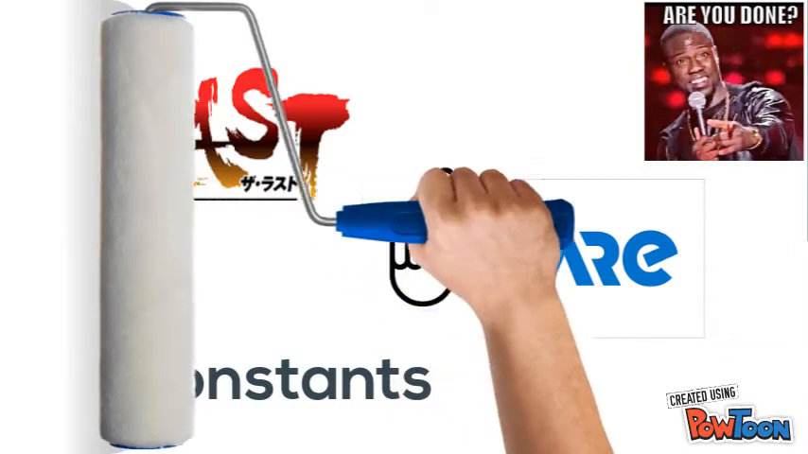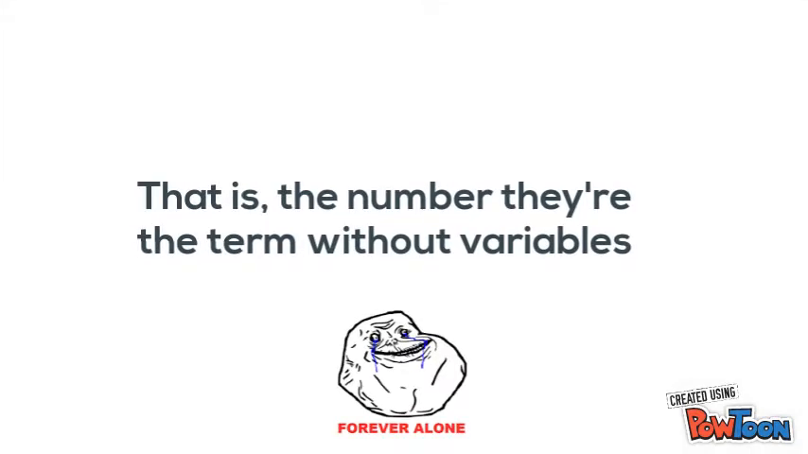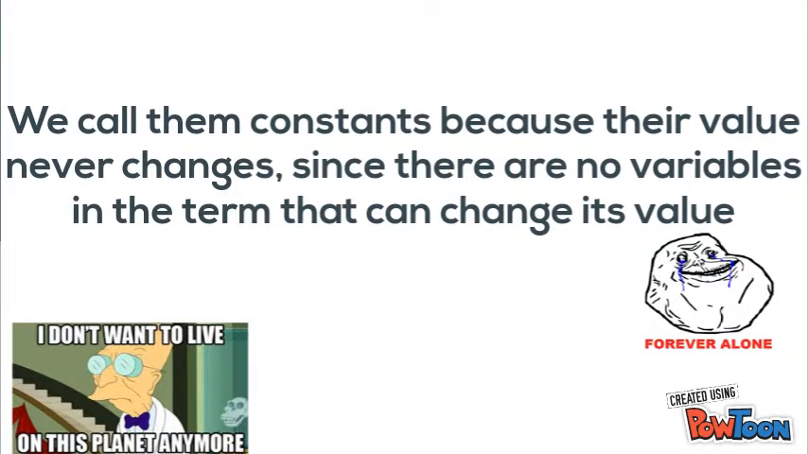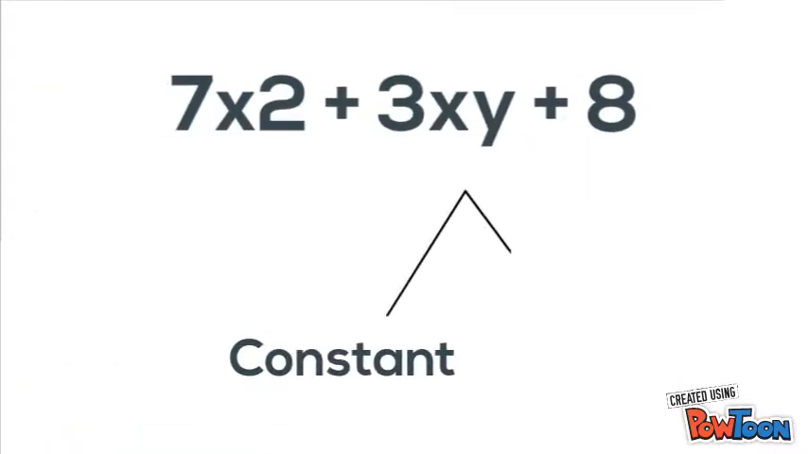Lastly are constants, the terms in the algebraic expression that contain only numbers. That is, they are the terms without variables. We call them constants because their value never changes, since there are no variables in the term that can change its value. In the expression 7x squared plus 3xy plus 8, the constant term is 8.